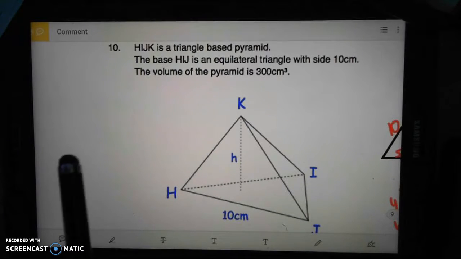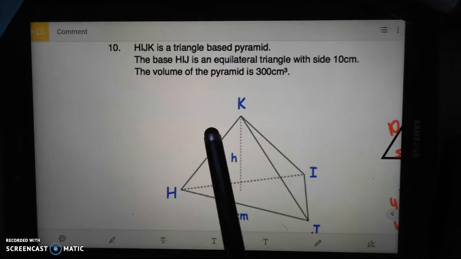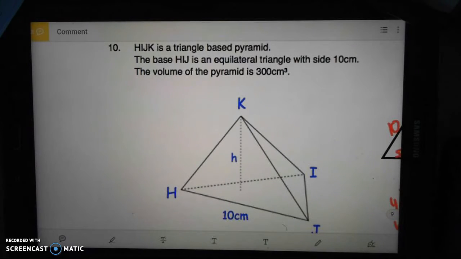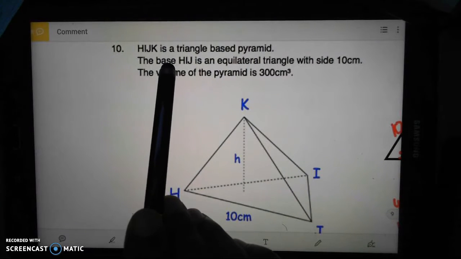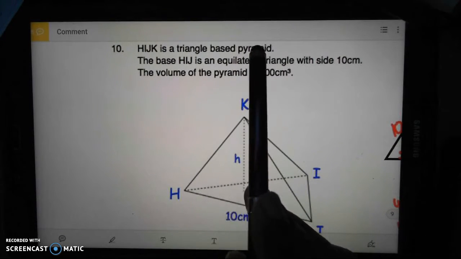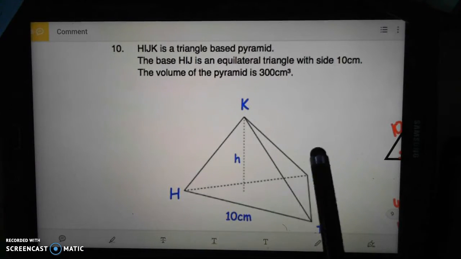So question 10. H, I, J, K are the vertices or the corners of this pyramid, which is a triangle based pyramid. So the base here is a triangle again. Remember, to work out the area of a triangle, you have to do the base, which is 10 here, times that length there, which we'll call the height, and then divide by 2.